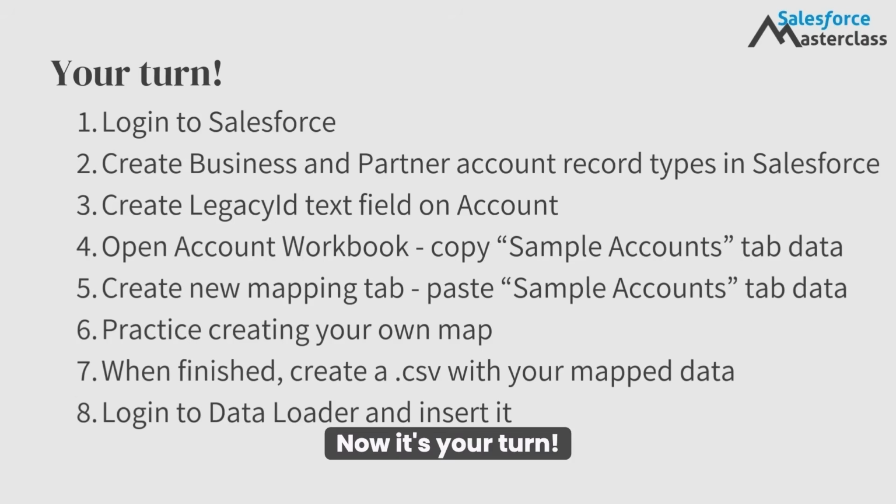Now it's your turn. You're going to log into Salesforce, into that free developer org that you created earlier in the course, create business and partner account record types on the account, and then you're going to create your legacy ID field on the account. Then you'll open the account workbook and copy the sample accounts data. And then you'll create a new tab in that workbook where you're going to paste in those sample accounts so that you can practice creating your own map.